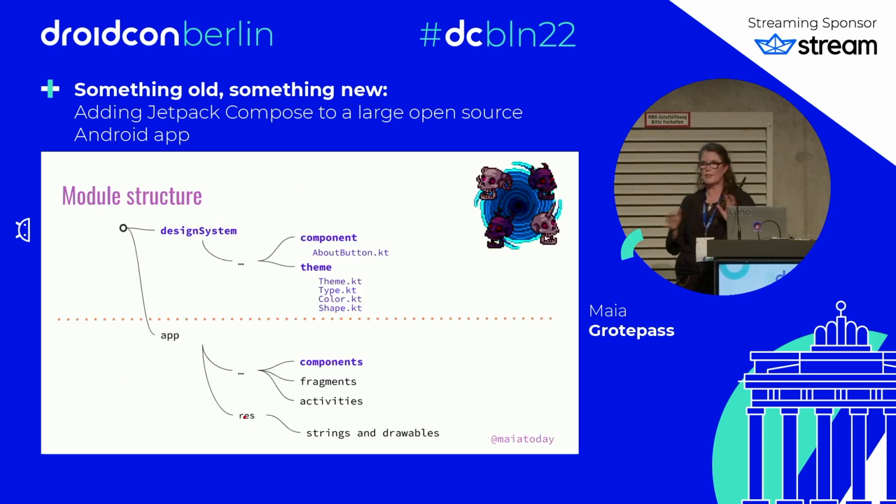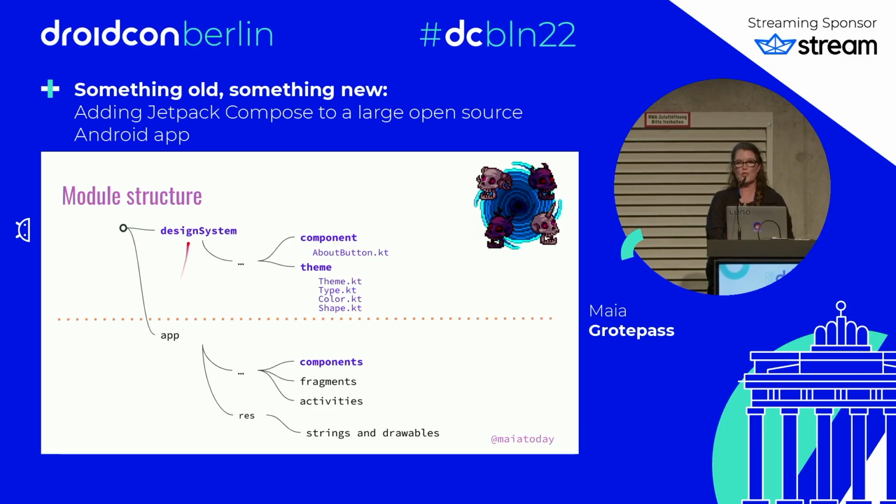Okay, so now I've got the theme sorted out. I know how I'm going to do the colors. Now I look at the packages inside this app, and I'm trying to decide where I am going to put my composables. Now, I could make a package that just has all the composables in it, but that potentially was going to be a big mess again with everything in the same place.